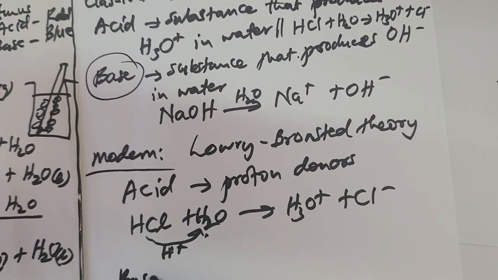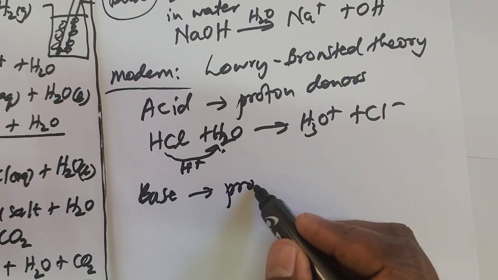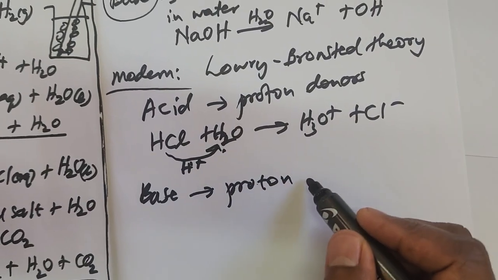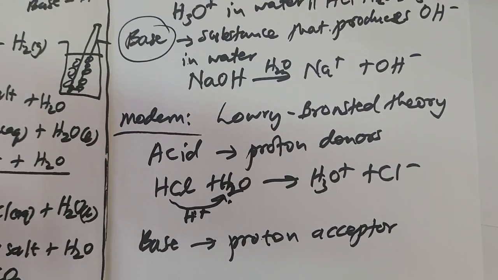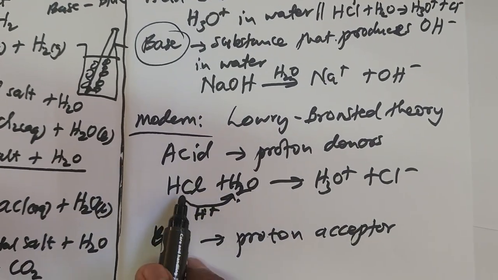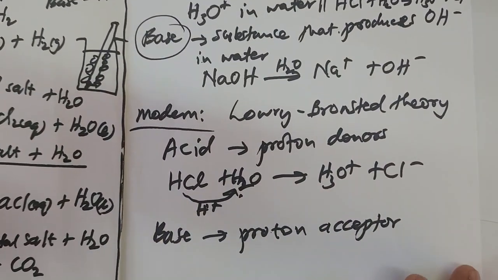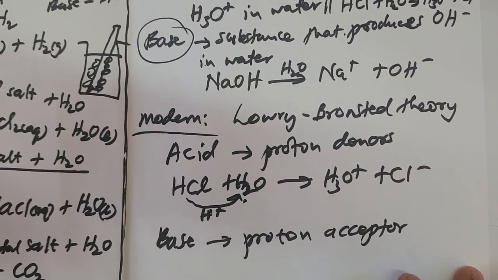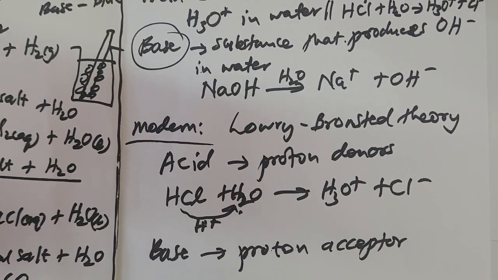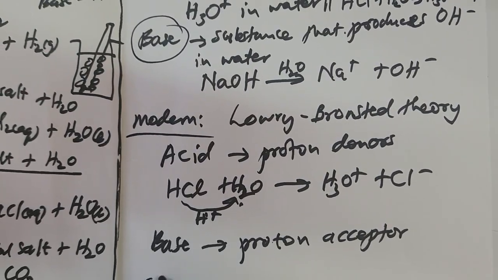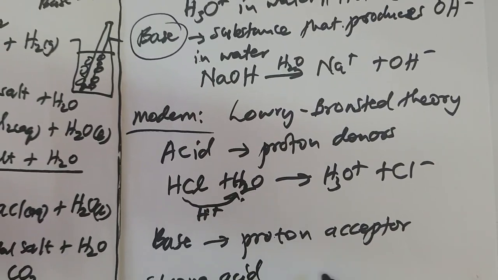And a base, according to Lowry-Bronsted, is any substance that receives protons. They are called proton acceptors. Those are two very important words to say. In this case, you can see that water receives the hydrogen, therefore water becomes a base, and HCl is an acid. I think with the acid-base models we are done. What next? After knowing this, we can now separate between a strong acid and a weak acid.